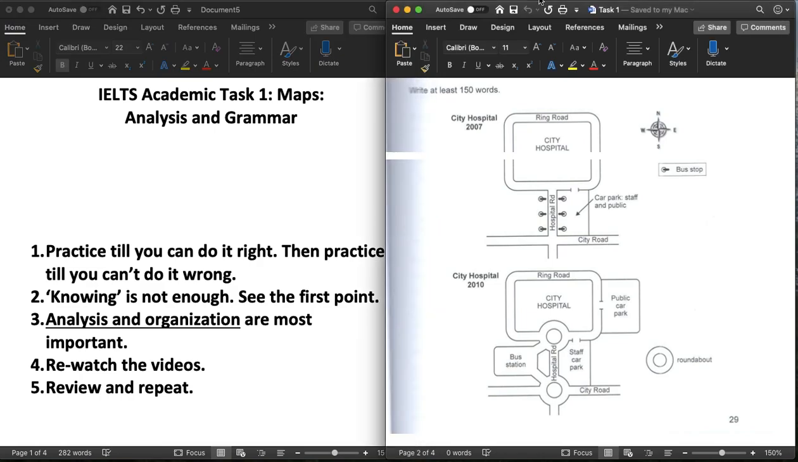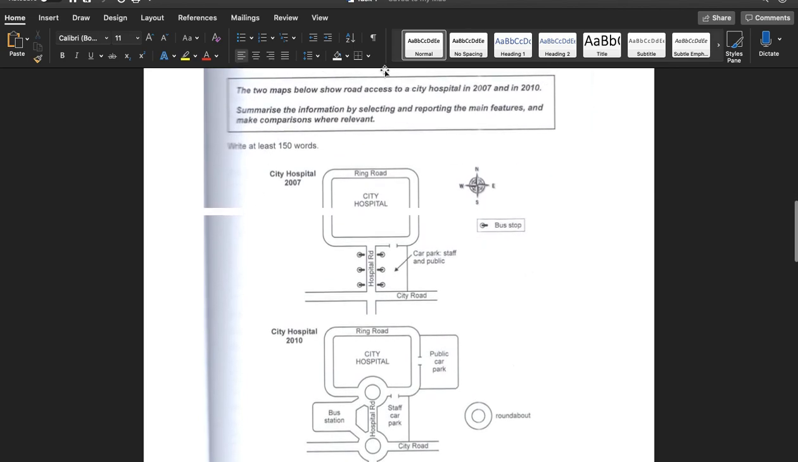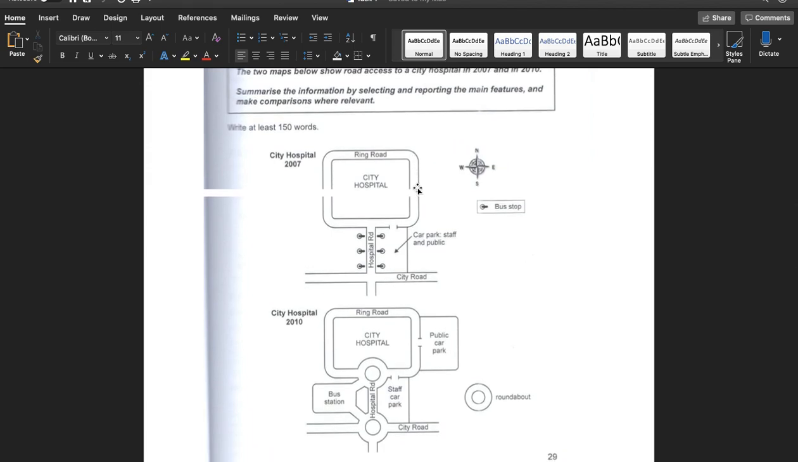So take a look over here. We've got this large map to look at. This is from a recent test. Two maps show the road access to a city in 2007 and 2010. Summarize by reporting main features and make comparisons. So what I would recommend is take 5 minutes, pause the video, take a look, go ahead.